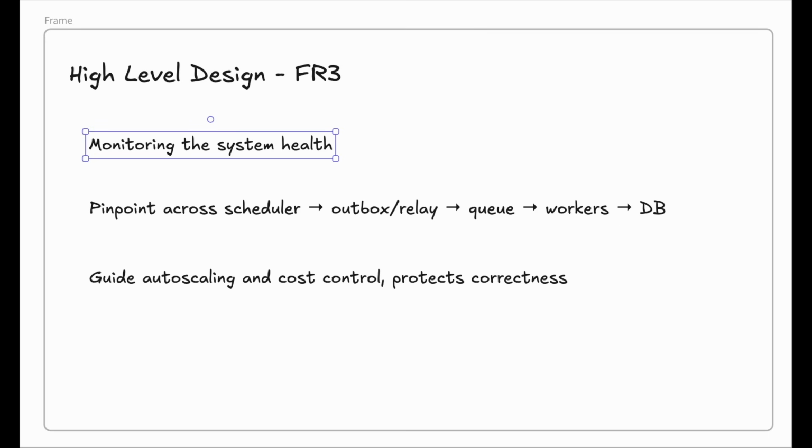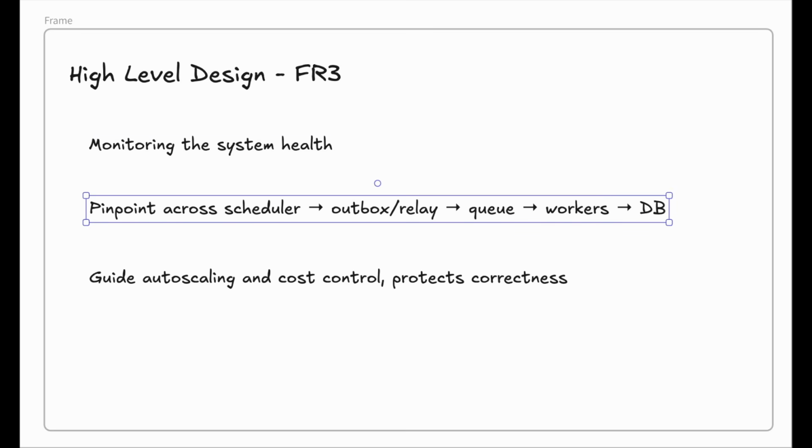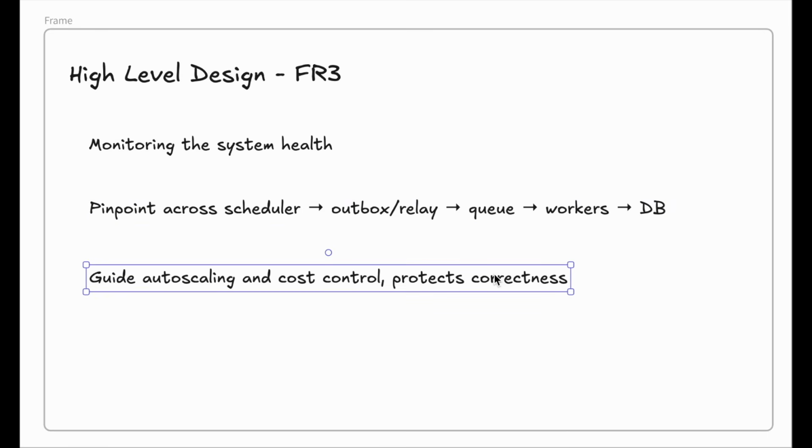Now let's come into the system health monitor function. Monitoring the system health lets you spot the problem before users do. It keeps the SLOs honest and fixes issues fast by pinpointing where lag or errors occur across the scheduler, to outbox relay, to queue, to workers, and to DB.